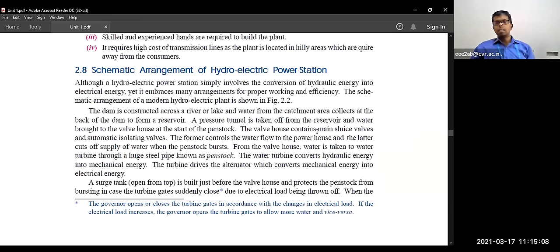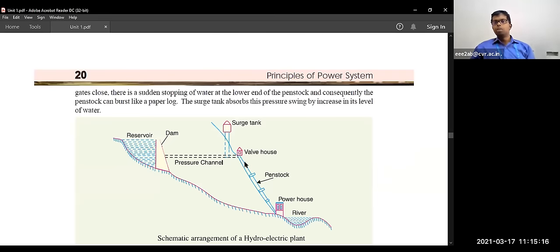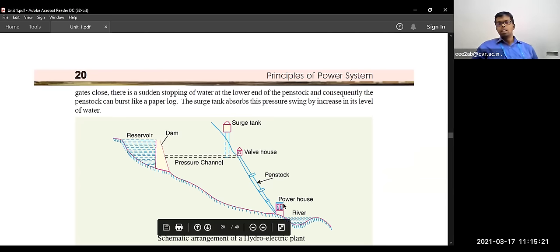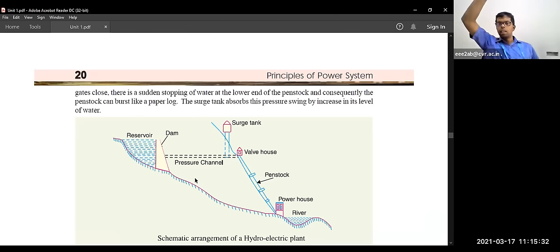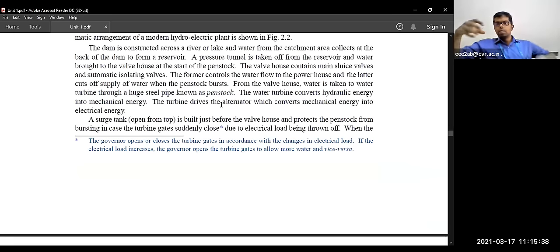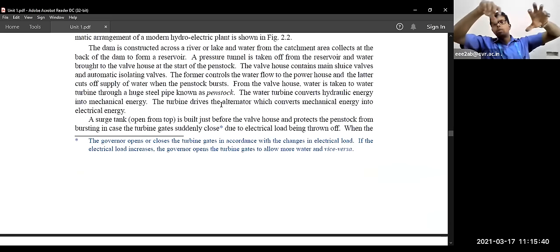A valve house contains the main sluice valve and automatic isolating valves. So one valve house will be there. This will be the power house, and this will be the valve house, somewhere around the top. One or two workers may be working in the valve house. What they will do is simply open or close that sluice valve, or sometimes automatic isolating valves will be there.